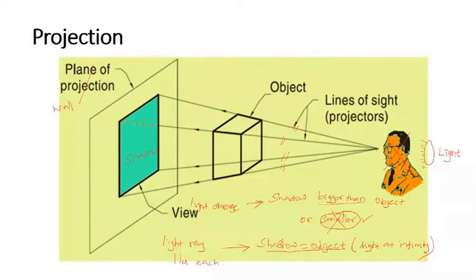So light rays never converge. Even if they did, from the object to the wall they would start becoming parallel to each other. Okay, so in order to achieve this condition, you need to move the light source to an infinite distance.